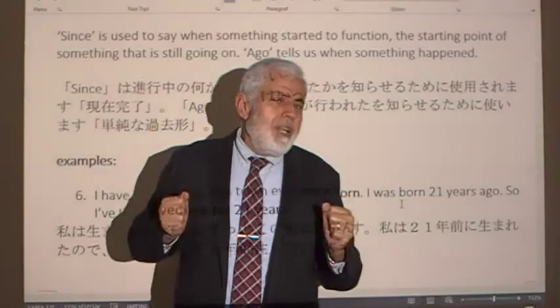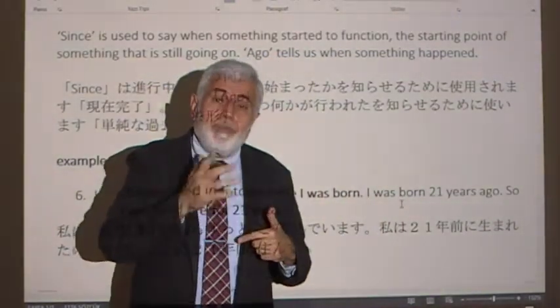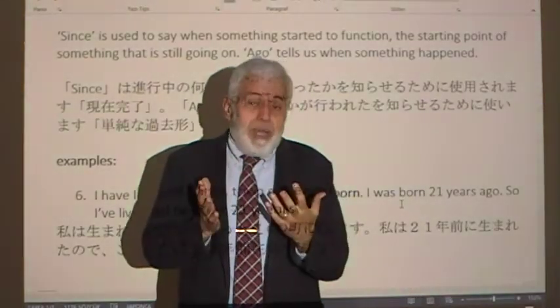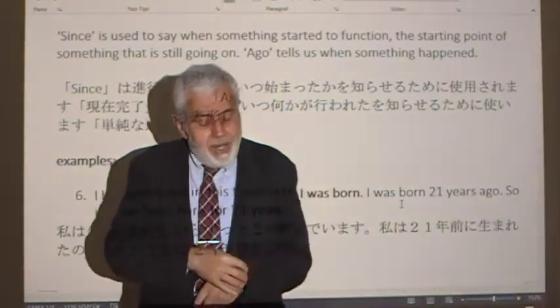先ほど for を使いました。時間の長さがはっきり分かっているなら for を使います。例えば、I have been standing here talking to you for 15 minutes. The time is 15 minutes. I know it is 15 minutes. All right? For 15 minutes.